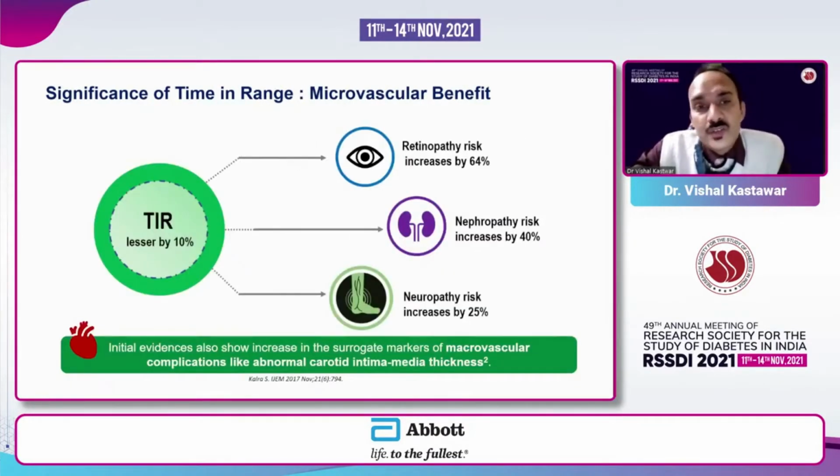Kalra et al. in 2017 had given this slide, which showed that a reduction of time in range by 10% can increase retinopathy risk by 64%, microalbuminuria and nephropathy risk by 40%, and neuropathy risk increases by 25%. This is about microvascular complications. So if you are able to improve time in range, you will be able to reduce retinopathy, nephropathy, and neuropathy.